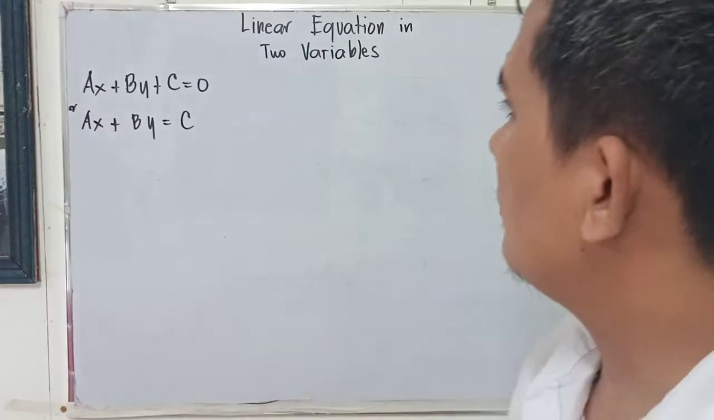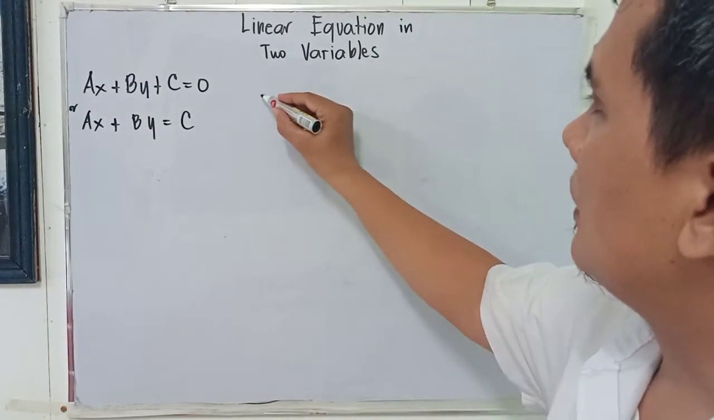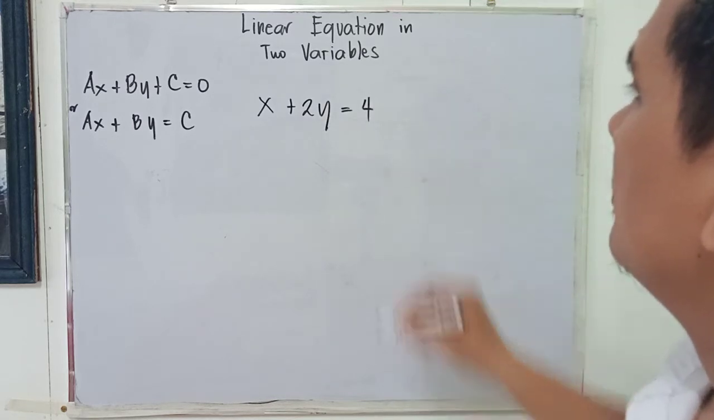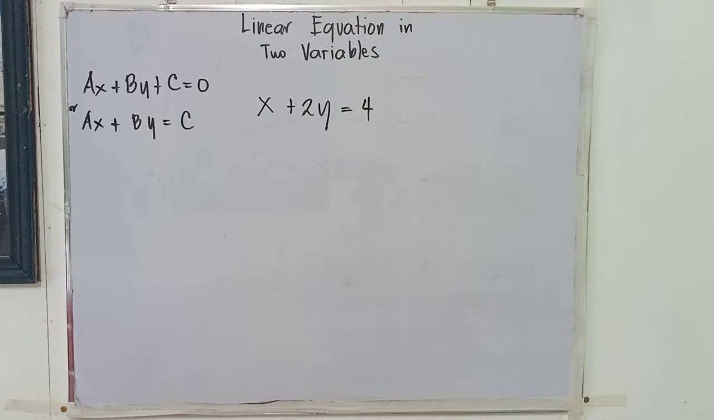So what if you are given an equation like this one? x plus 2y is equal to 4. If you are asked to solve for the solutions, or what are the solutions of the equation x plus 2y is equal to 4, what we're going to do is represent values to our x or to our y. Basically, let us use the variable x. We're going to represent values for our variable x, in such a way that after substituting, we will solve for the value of our y.